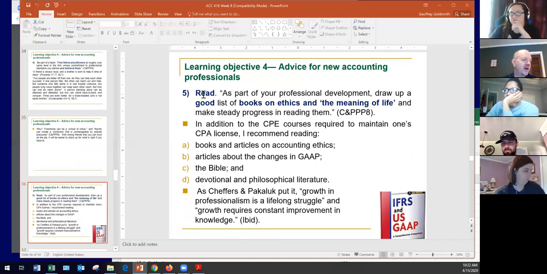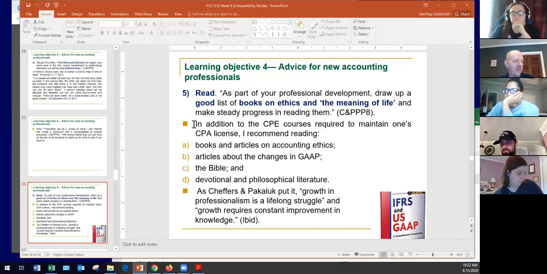Fifth idea of advice they had for new accounting professionals: read. As part of your professional development, draw up a good list of books on ethics and the meaning of life and make steady progress in reading them.